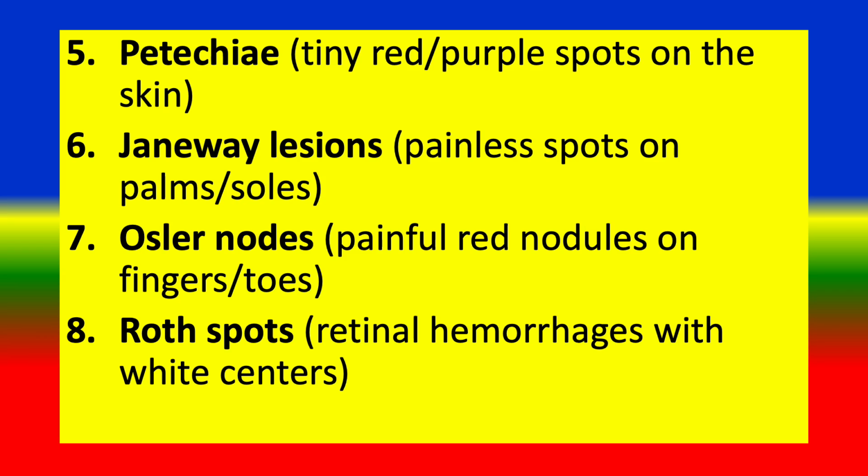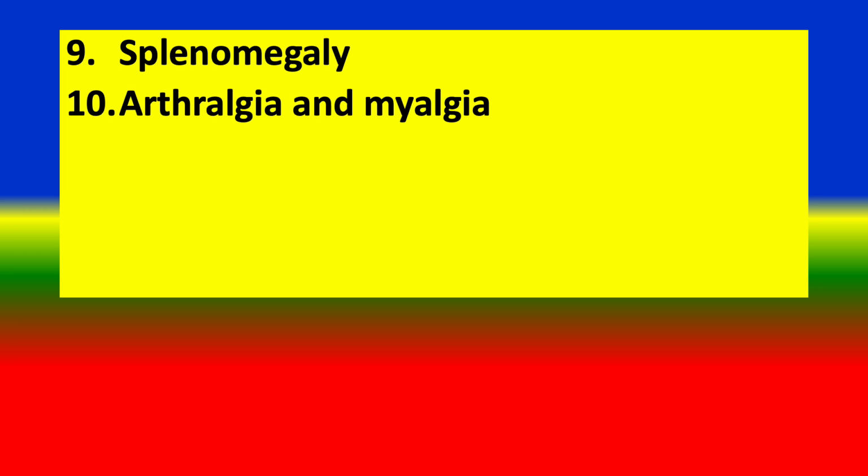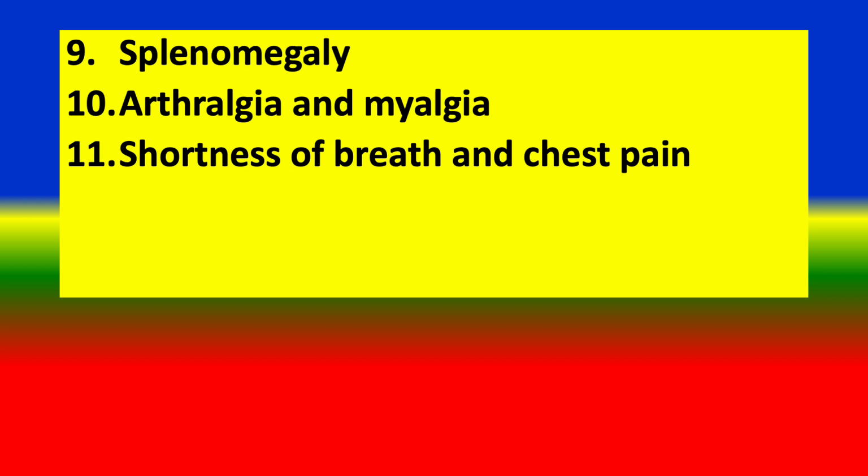8. Roth spots, retinal hemorrhages with white centers. 9. Splenomegaly. 10. Arthralgia and myalgia. 11. Shortness of breath and chest pain.